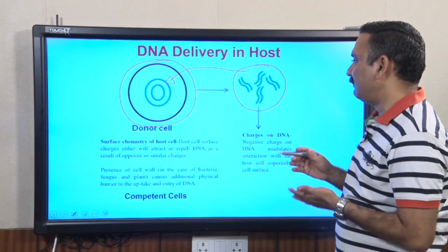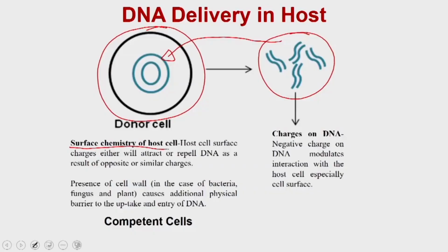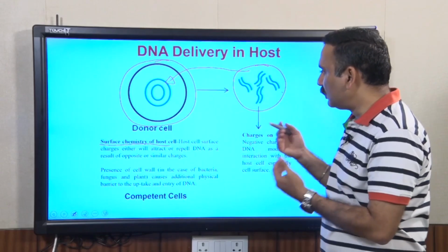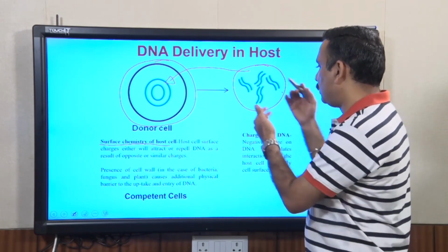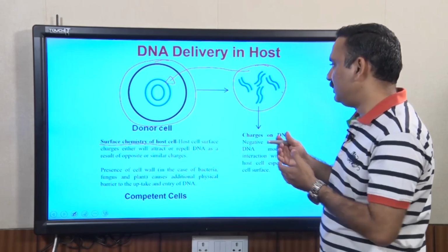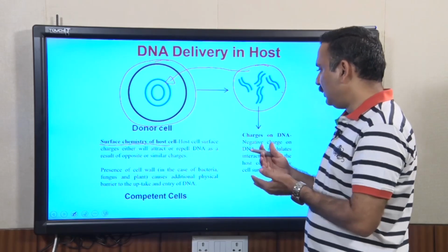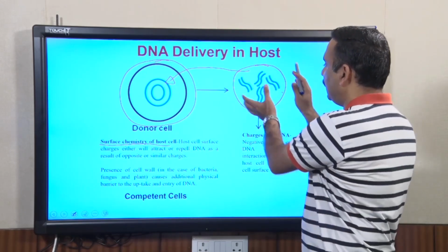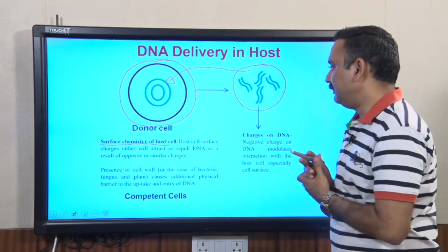For that you have to have clear knowledge about the surface chemistry of the host cells, because the surface chemistry will either attract or repel the recombinant DNA, and accordingly you have to treat the host cells in such a way that they will start accepting the foreign DNA or the recombinant DNA.